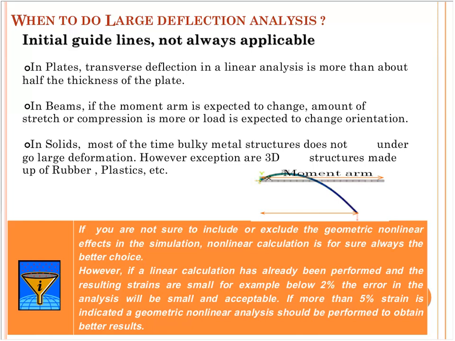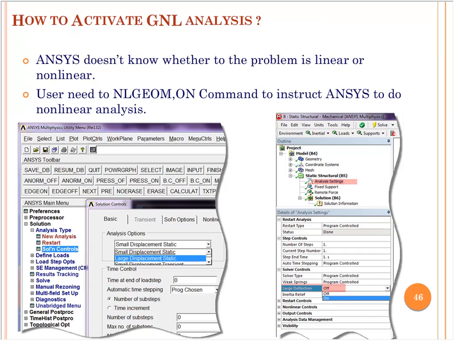By the way, having discussed all these things, let us see where to activate this geometric nonlinear effect. Ansys doesn't know whether the problem is really a linear or nonlinear problem. It's the user's responsibility to instruct Ansys to account for geometric nonlinear effects. In Mechanical APDL, under solution controls, you can instruct Ansys to do a large displacement problem. It means that it is going to recompute the stiffness matrix after every deformation. In Workbench, under analysis settings, here is the option. You set large deflection on, which means that Ansys understands it has to update the stiffness matrix and start doing a geometric nonlinear analysis.